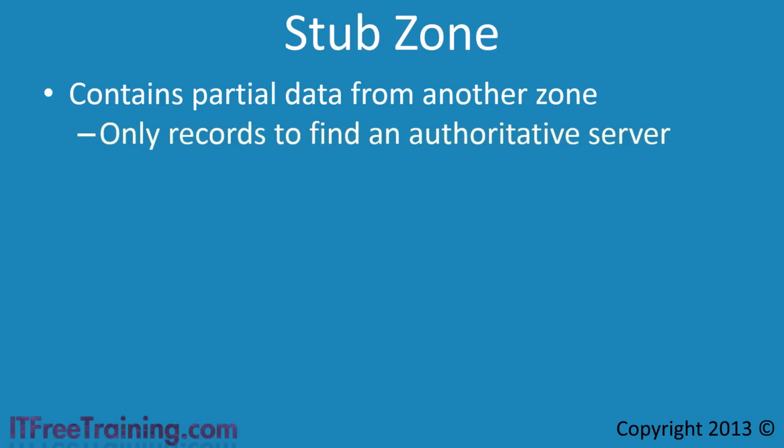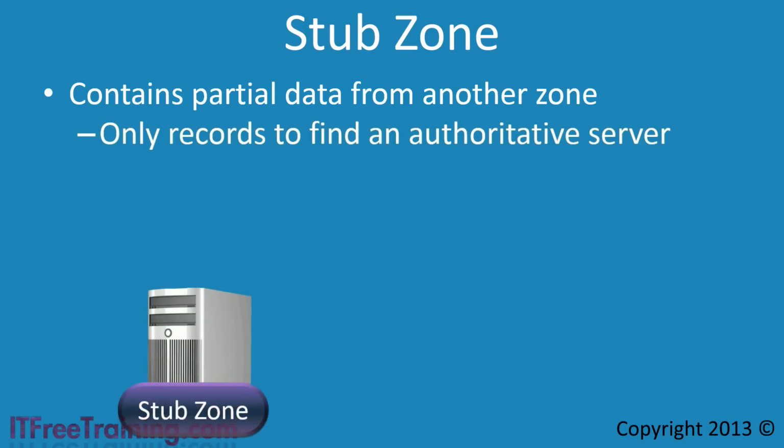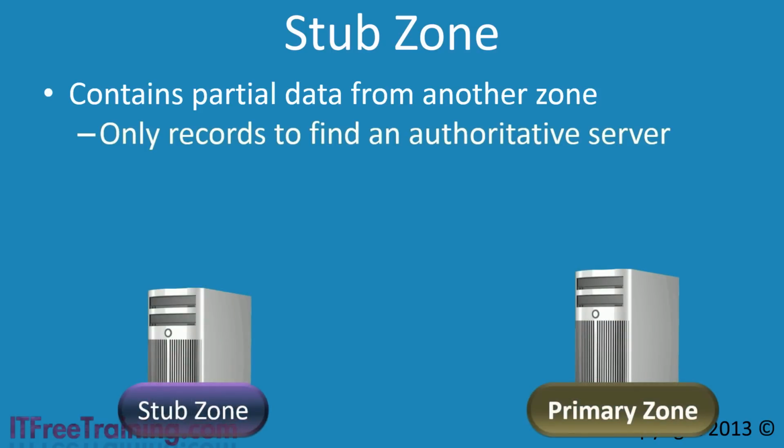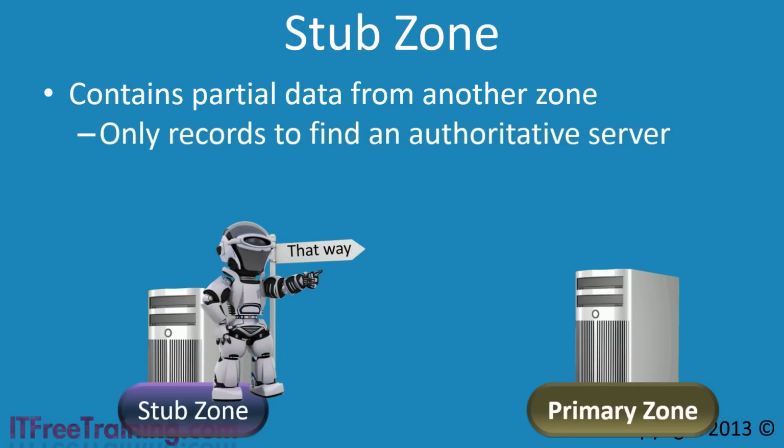An authoritative server is a DNS server that is able to answer questions for that zone, or to put it another way, it is a DNS server that holds a primary or secondary zone. To understand how a stub zone works, consider that you have a server configured as a stub zone, and another server is configured as a primary zone. So effectively what happens is that when a request to resolve a DNS record comes through, the DNS server with the stub zone simply directs the request to a DNS server that can resolve the request.